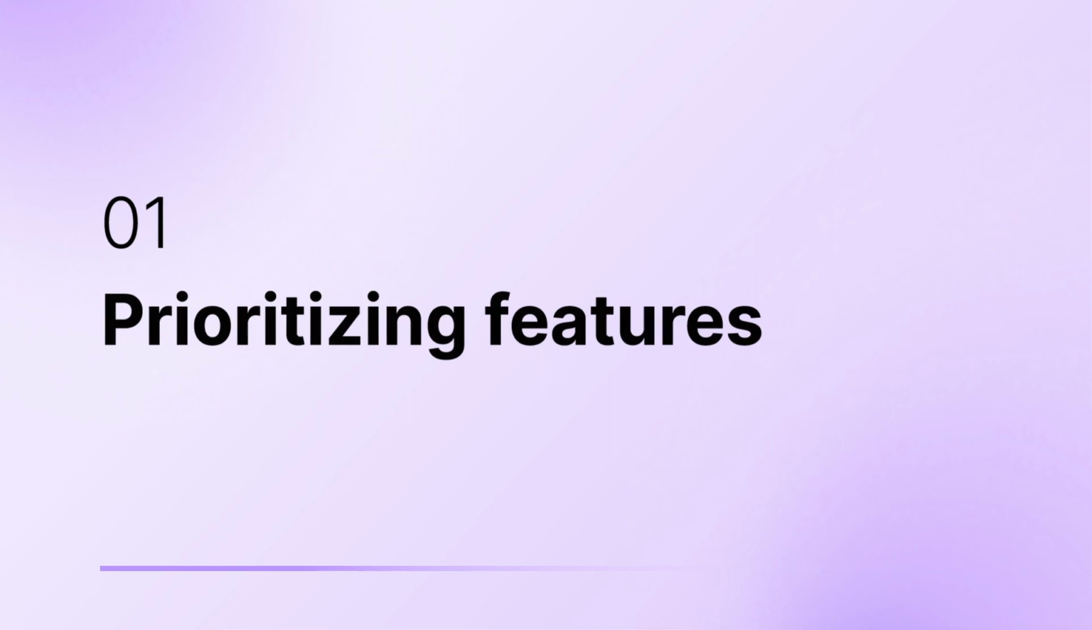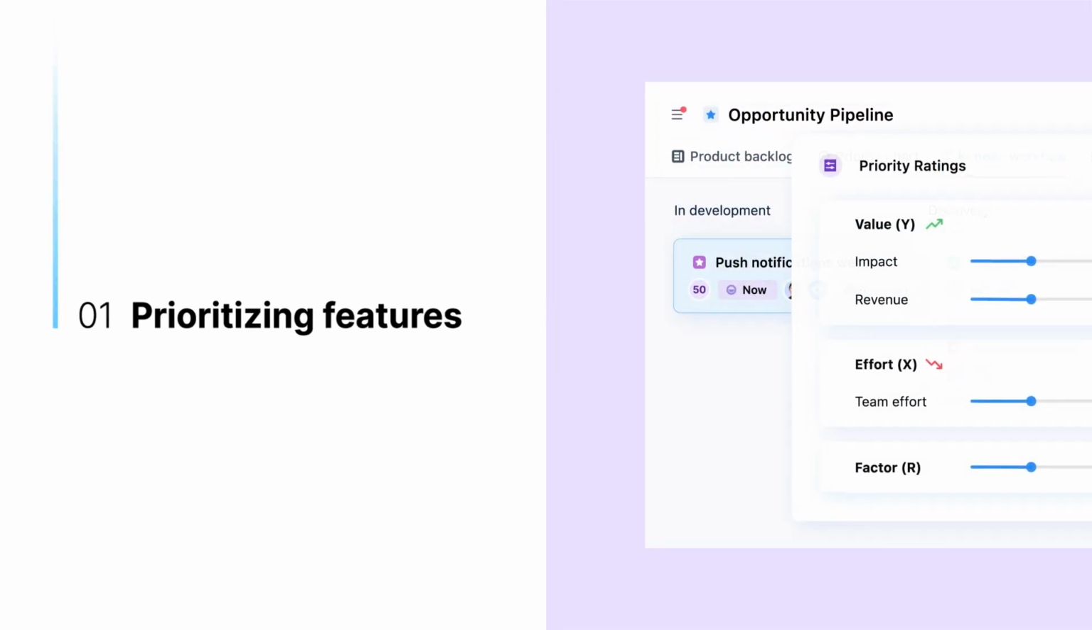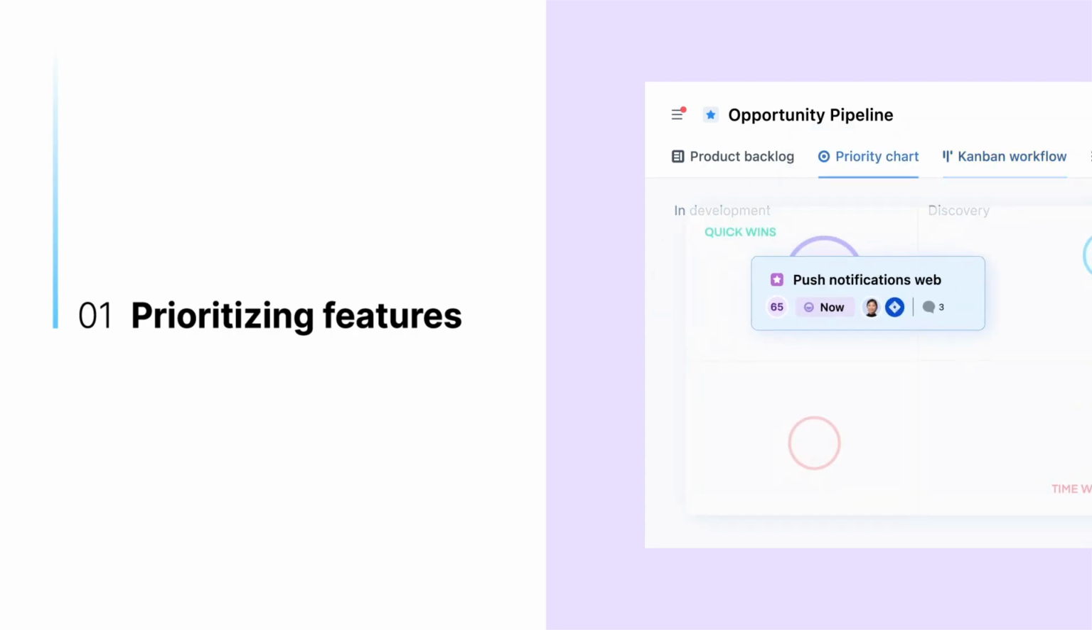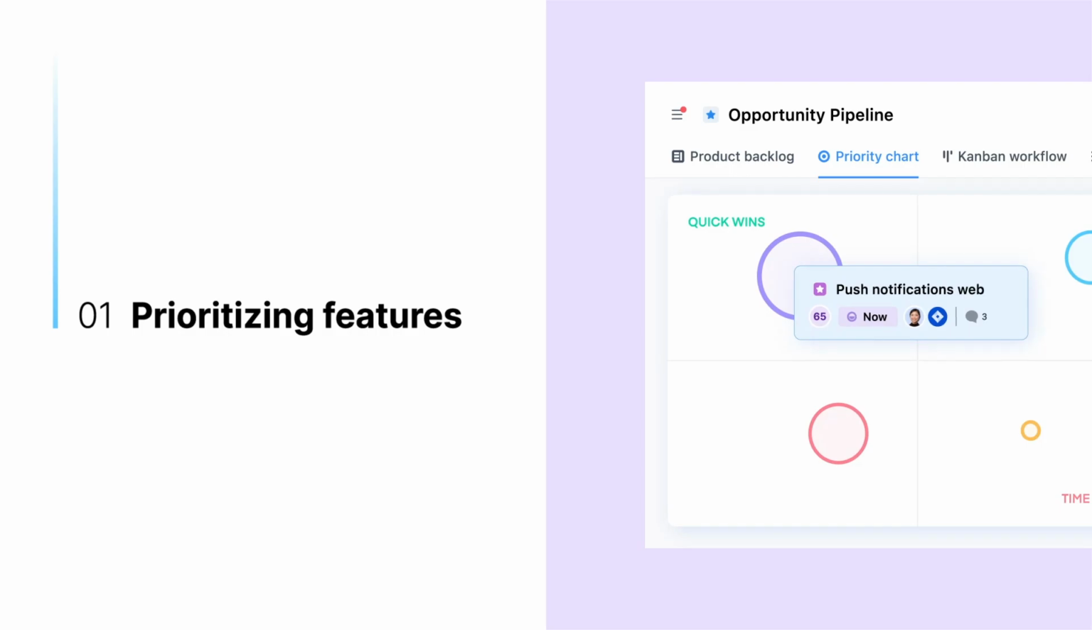Number 1, prioritizing features. AI can help to prioritize features by analyzing data and user feedback, ensuring that the most important features are given priority.